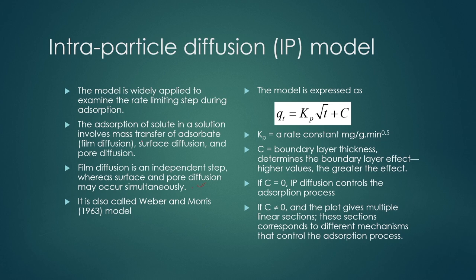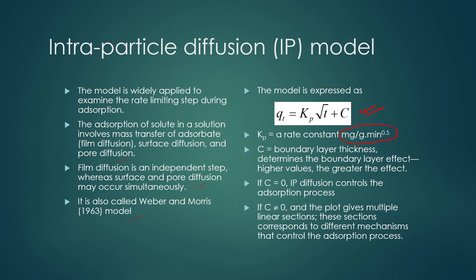So the mass transfer of adsorbent will be assessed based on film diffusion, surface diffusion and pore diffusion, whereas film diffusion is an independent step, and surface diffusion and pore diffusion may occur simultaneously. It is also called the Weber and Morris model, which you have to remember. The model is expressed by this equation: Qt is equal to Kp root over t plus C. Here Kp is called the rate constant, with the unit mg per gram minute to the power 0.5, and C is the boundary layer thickness, which determines the boundary layer effect. Higher values will give a greater effect.